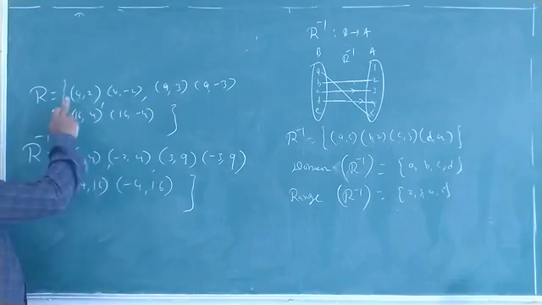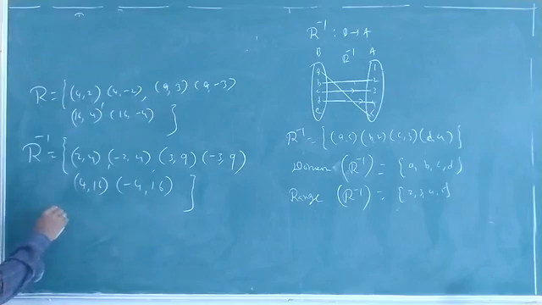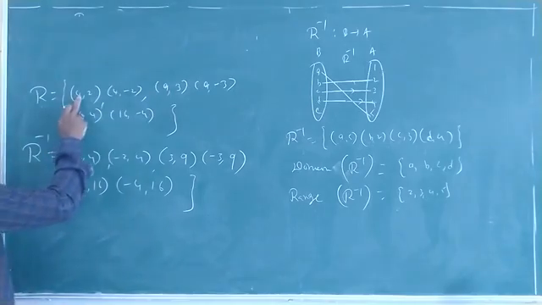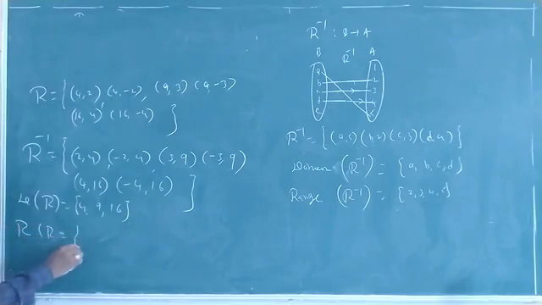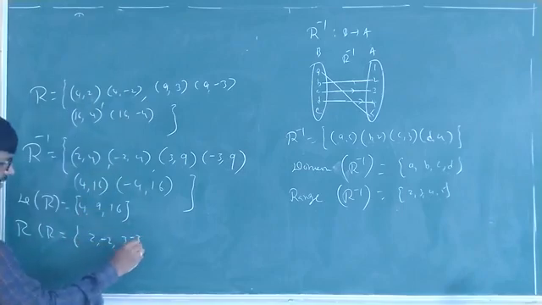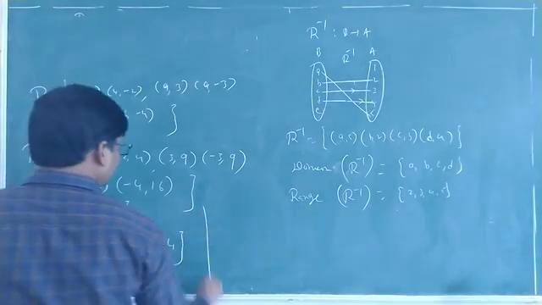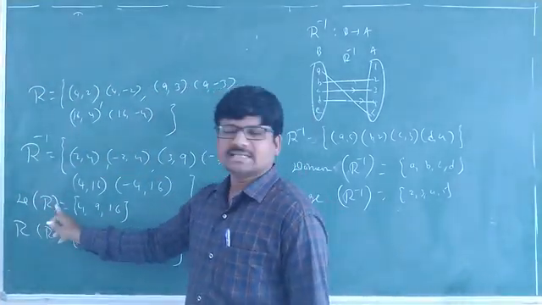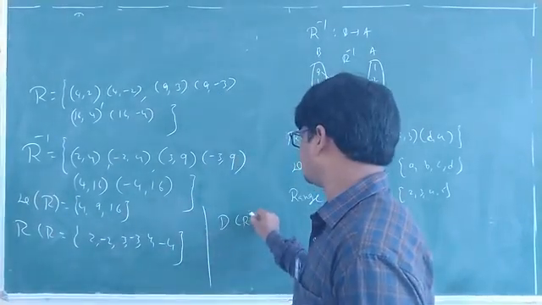So what is the domain of this? Domain of R is equal to 4, 9, 16. Next, what is the range of R? 2, minus 2, 3, minus 3, 4, minus 4. So what I told you: domain of R is equal to range of R inverse. Yes or no?